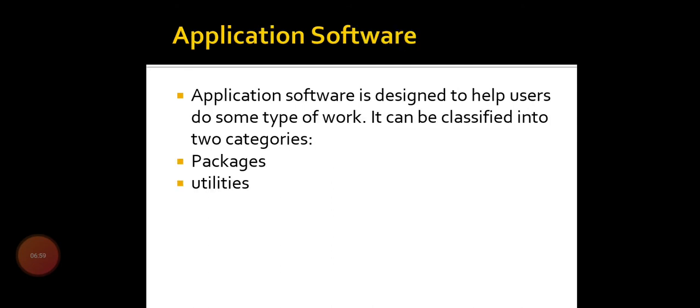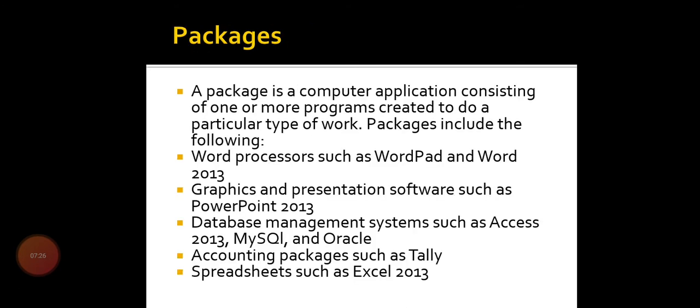I told you there are two types of software. One is system software, which we have already done: system software, then drivers, interpreter, compiler and assembler. Now the second part of the software was application software. Application software helps the user, like system software helps the system. They can be divided into packages and utilities.